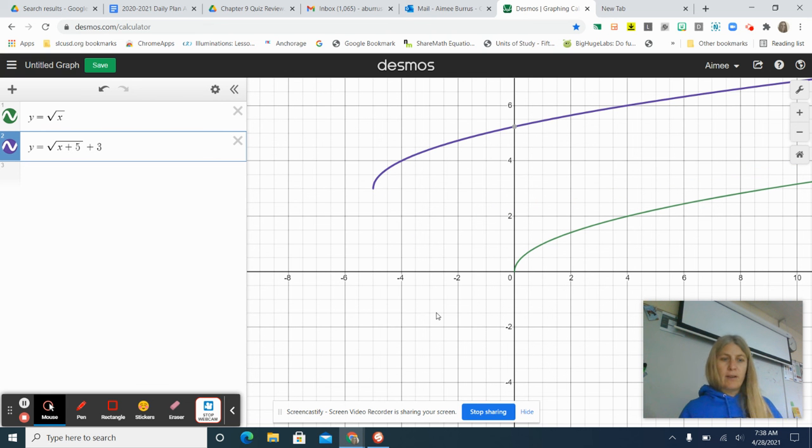Okay, and there we have it, ladies and gentlemen, our transformations, some easy, some a little bit harder, and it just takes practice. And make sure you're checking on Desmos every single time, because sometimes the pluses and the minuses can get confusing.